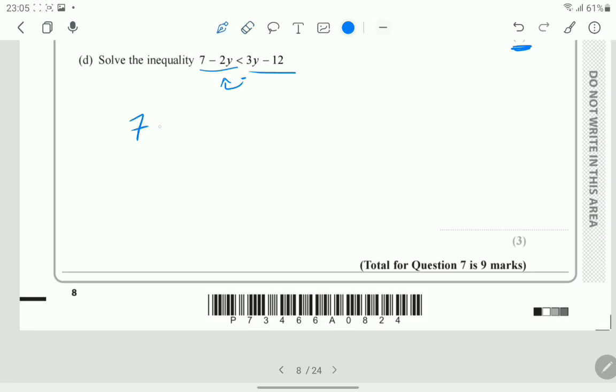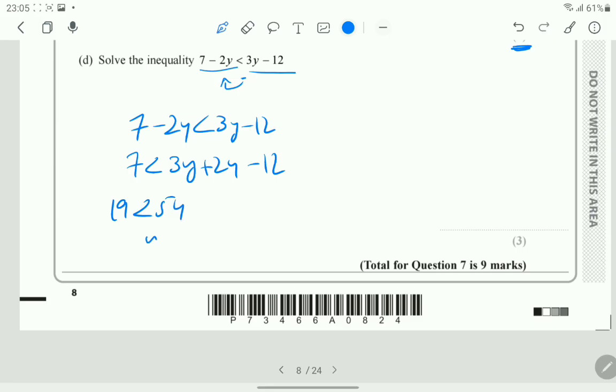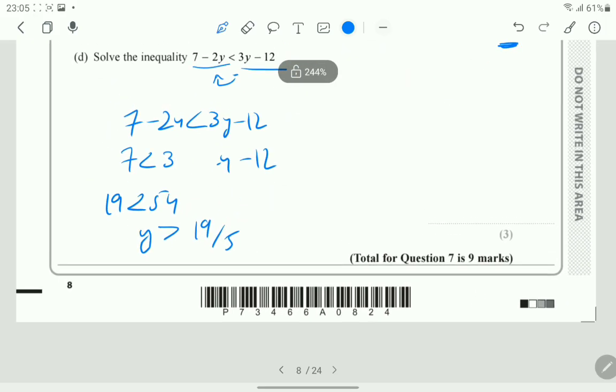Now 7 minus 2y less than 3y minus 12, so it would be 3y plus 2y, minus 12, and this goes here, and this would be 19. 5y, y would be, see, I made a mistake. y would be greater than 19 over 5. Does the question tell us to give an answer in decimals or not? So just write y is greater than 19 over 5 and you are good to go.